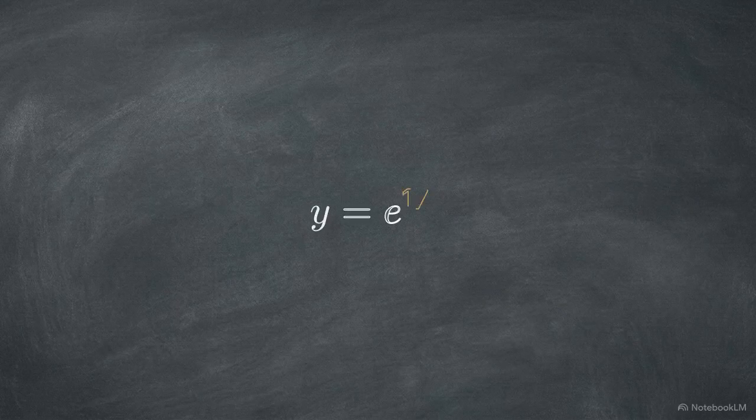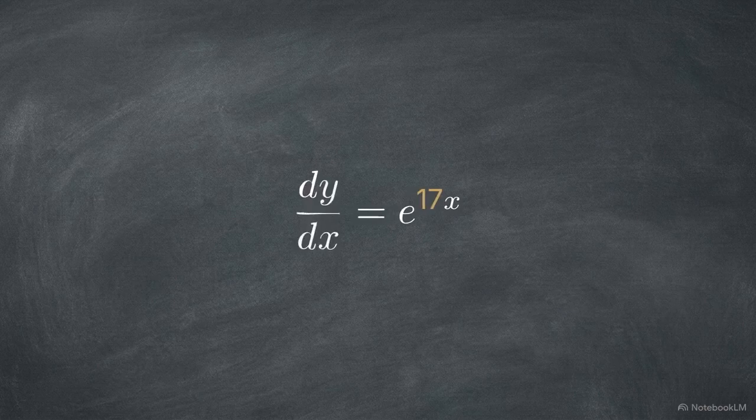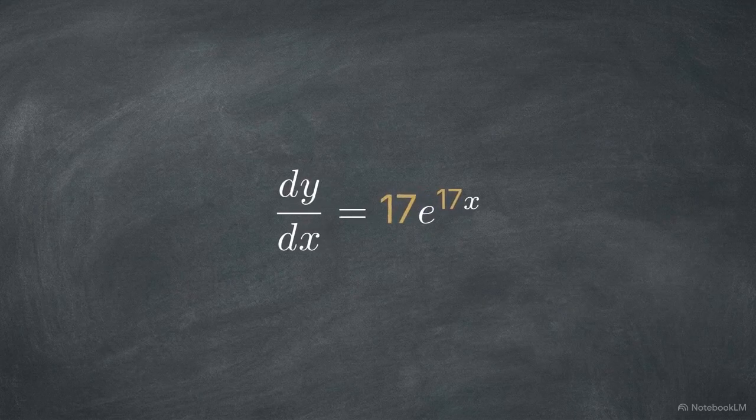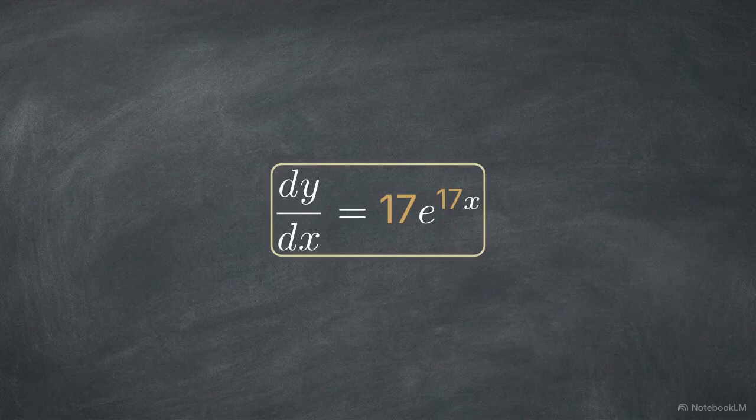But look at this specific exponential equation. Here we have introduced an x coefficient, making the power 17x. When differentiating this, the rule dictates the power component absolutely does not change. Instead, the coefficient 17 drops to the front, giving us our exact derivative. dy over dx equals 17e to the 17x.